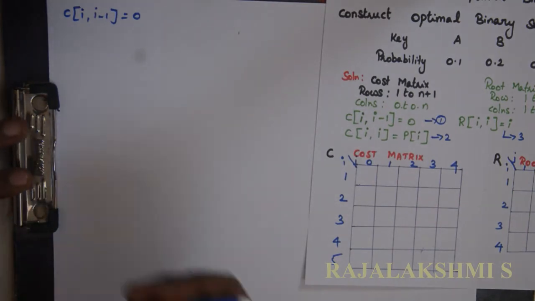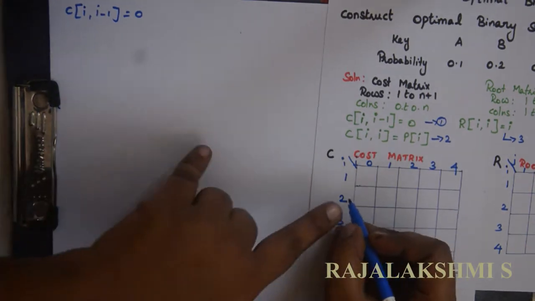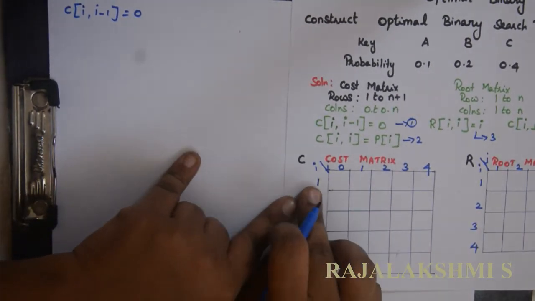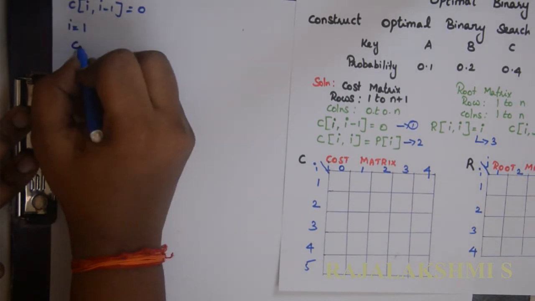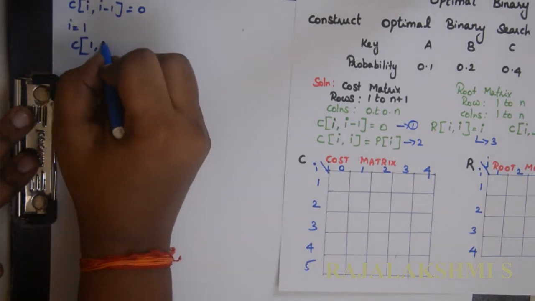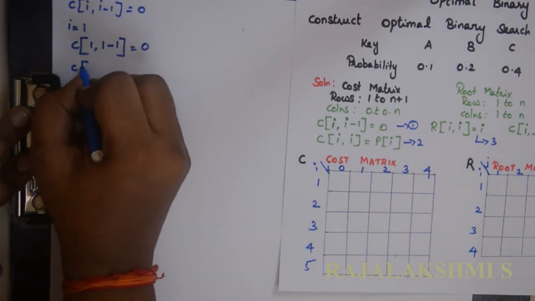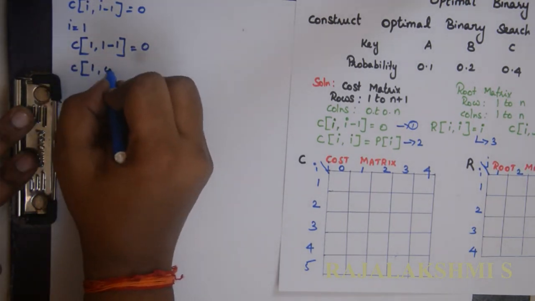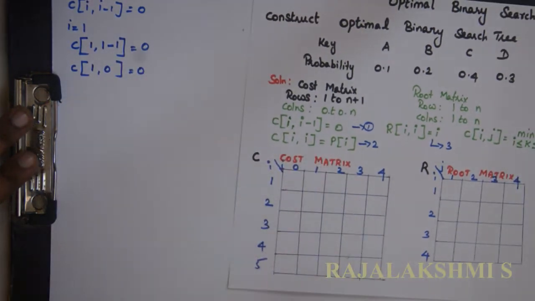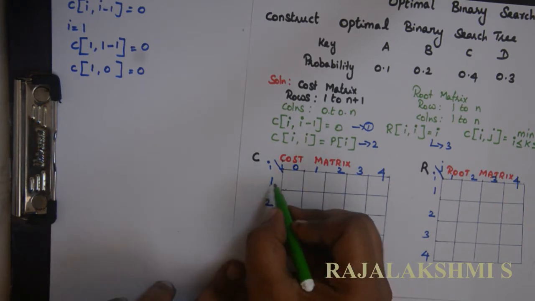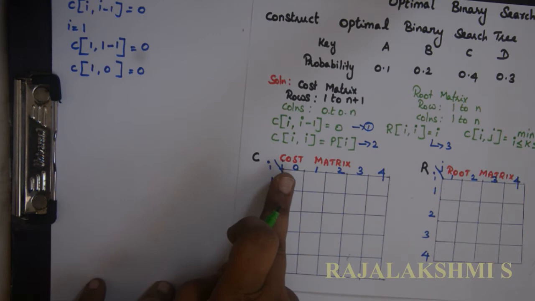So now we will be using the first equation, C of I comma I minus 1. Here, what is the first value of I? It is 1, right? So I is equal to 1. So C of 1 comma 1 minus 1 is equal to 0. So C of 1 comma 0 is equal to 0. C of 1 comma 0 represents I is equal to 1 and j is equal to 0.